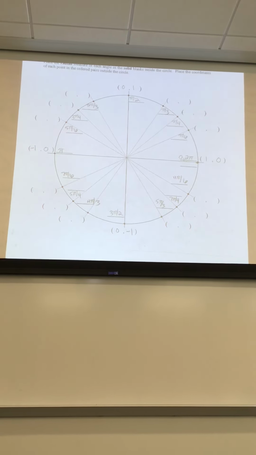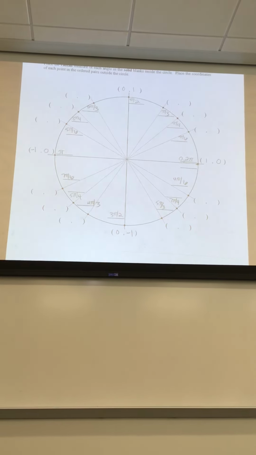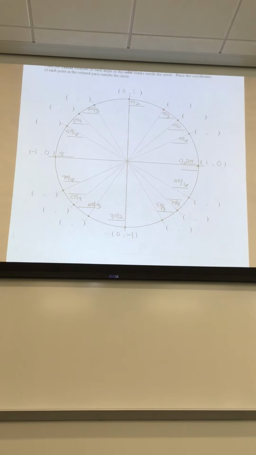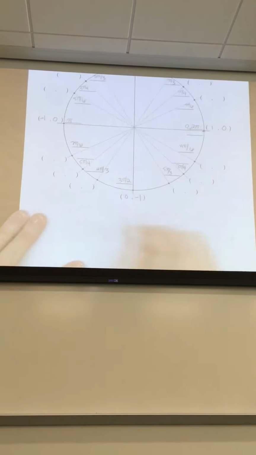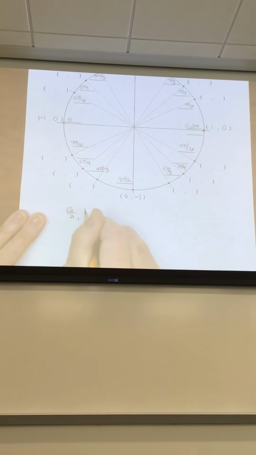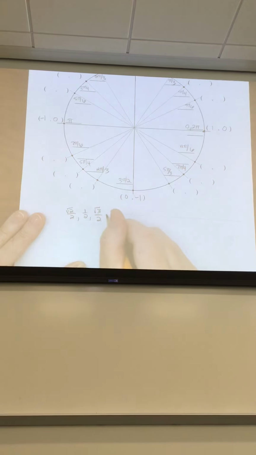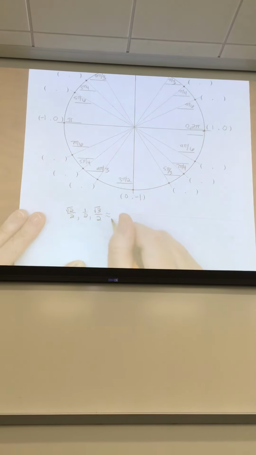Okay, and there's 3 numbers that are going to happen when you have a hypotenuse of 1 in a right triangle using these angles. Those numbers are either going to be square root of 2 over 2, 1/2, or square root of 3 over 2. Square root of 3 over 2 is approximately 0.866.